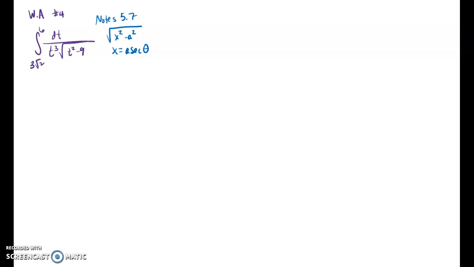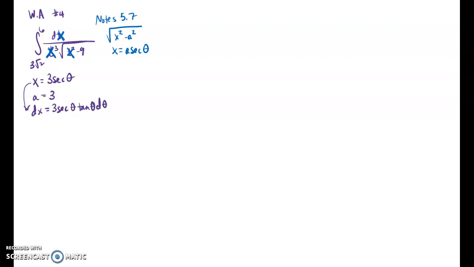I'm going to go ahead and replace all my t's with x's, just because that's one less confusing point if we make everything start with x's. So we just got all x's. All right, so now we know that x is equal to, well, let's start with what is a. So a is 3. So x is equal to 3 secant theta. Then dx, meaning the derivative of x, would be 3 secant theta tan theta d theta.